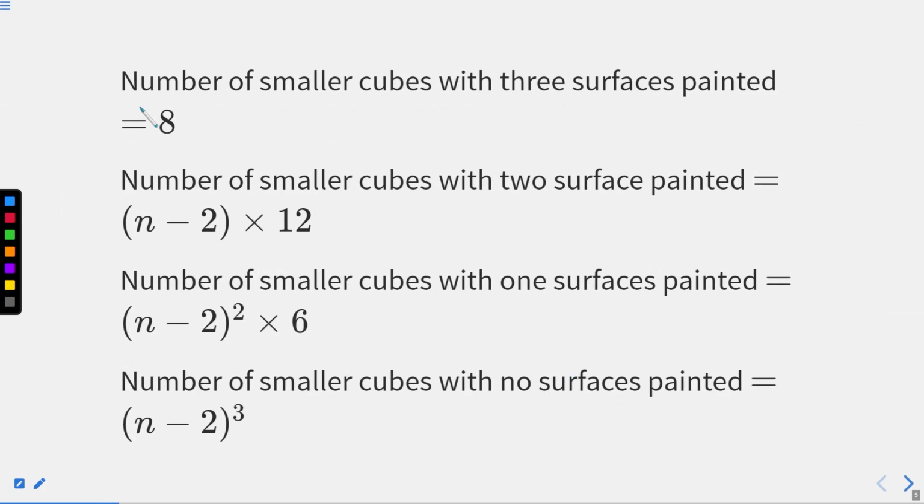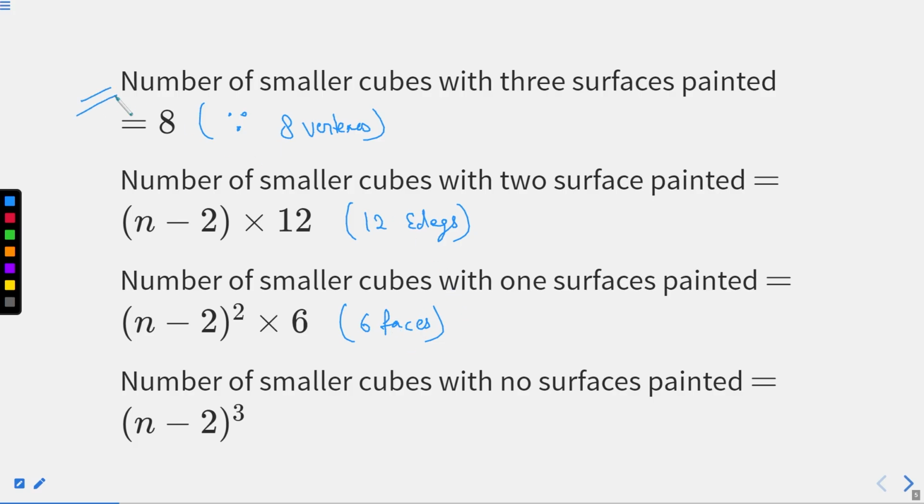Now, we know that the number of smaller cubes with 3 surfaces painted is 8, because we have 8 vertices, right? This part is clear. The number of smaller cubes with 2 surfaces painted, we have a total of 12 edges, right? I hope this part is also clear. The number of cubes with 1 surface painted, we have 6 faces. I hope this part is also clear.